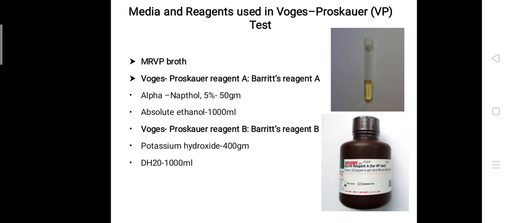Here I have given the constituents of both Barritt's reagent A and Barritt's reagent B. In the given picture, the one below is the Barritt's reagent, whereas the one above is the MRVP broth, which is a glucose phosphate broth. These are the media and reagents we will need for performing the VP test as well as the MR test.